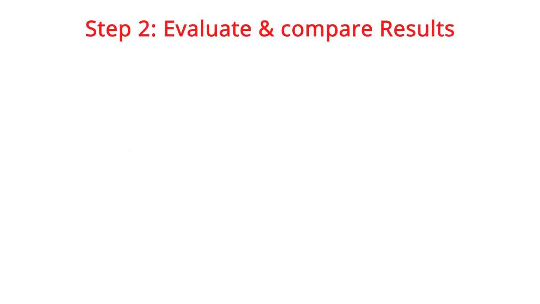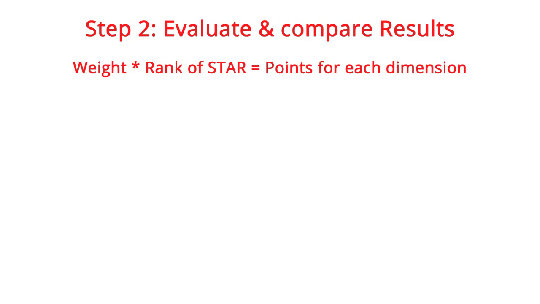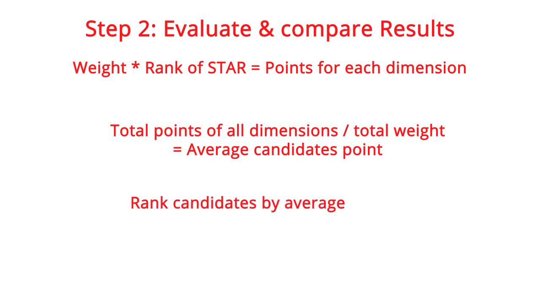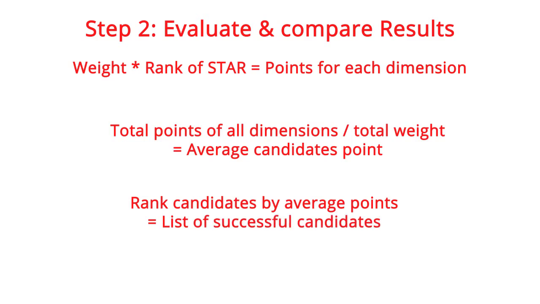To evaluate and compare results, the first thing we do is take the weight, which is the score of the candidate, and multiply it by the rank of the star to get the points for each dimension. Next, we divide the total points of all the dimensions by the total weight, and this gives us the candidate's average points. Lastly, we rank the candidates by average points to get the list of successful candidates. Now let's go on to see how we make our decision.